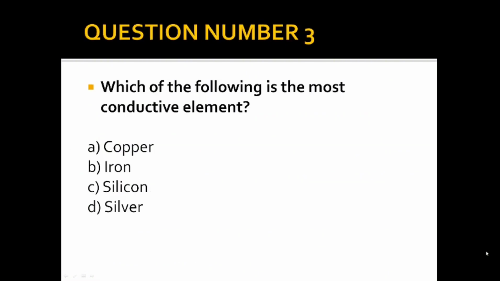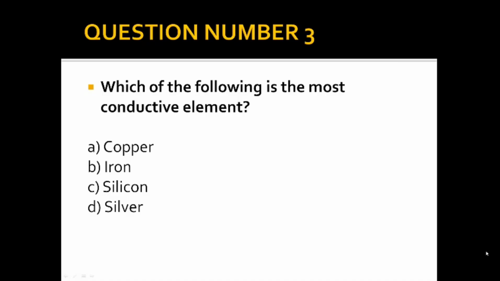Question number 3. Which of the following is the most conductive element? A. Copper. B. Iron. C. Silicon. D. Silver. A, copper is a metal, so it's a conductor. B, iron is a metal, so it's a conductor. C is silicon, a semiconductor. D is silver. That means at any point in time, any of these may conduct electricity.